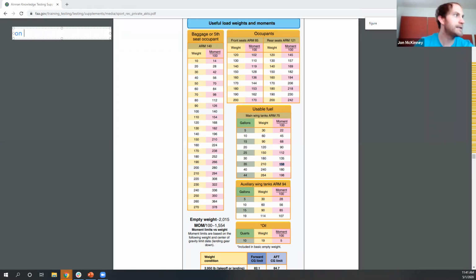So on takeoff, remember it's weight times arm equals moment. That's the big conversation. When we took off, the airplane weighed 2,890 pounds. It had an arm location, or a center of gravity location. If we wanted to do math, we could figure that out, but we don't necessarily have to. But we know that the moment on takeoff was 2452.